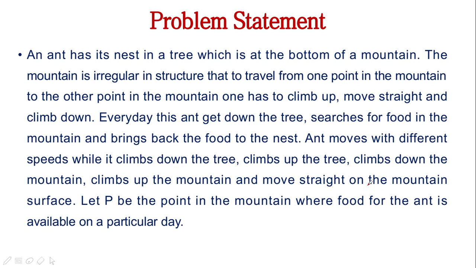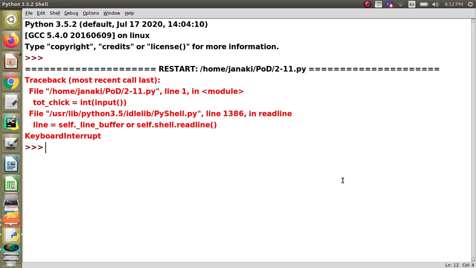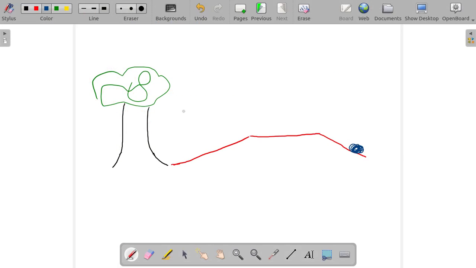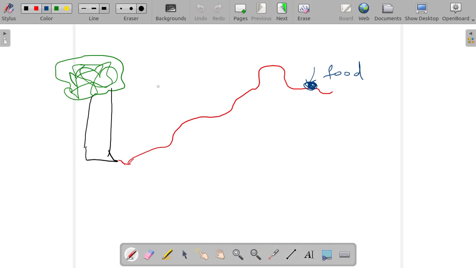There is a point P in the mountain where the food for the ant is available on a particular day. I would like to show you a visualization of what the problem states. There is a tree and the ant lives here, and it has to come down and move through the mountain surface. Assume the food is here, this is point P. So, it has to move along the mountain.